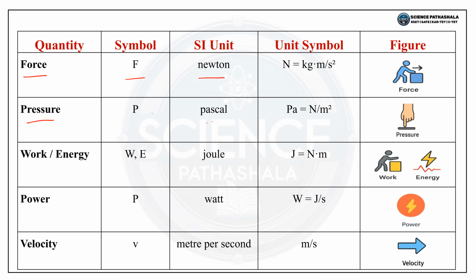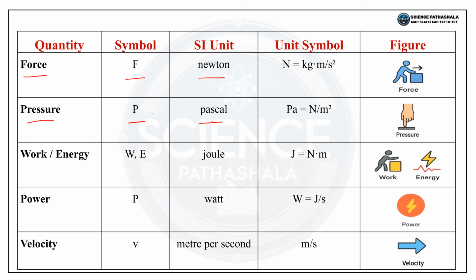The next is pressure. It is the force applied per unit area on a surface. The symbol for pressure is capital P. The SI unit for pressure is Pascal. The unit symbol: Pascal is equal to Newton per meter squared.